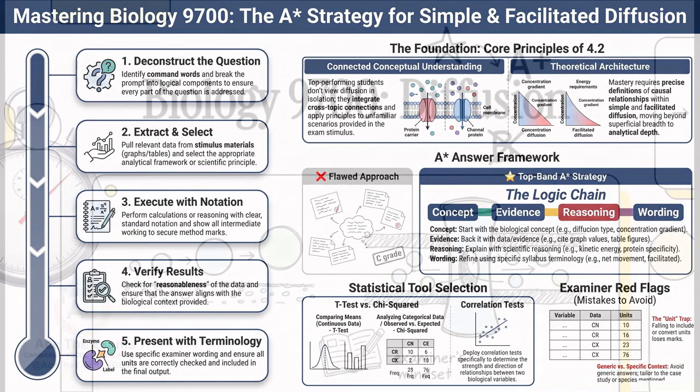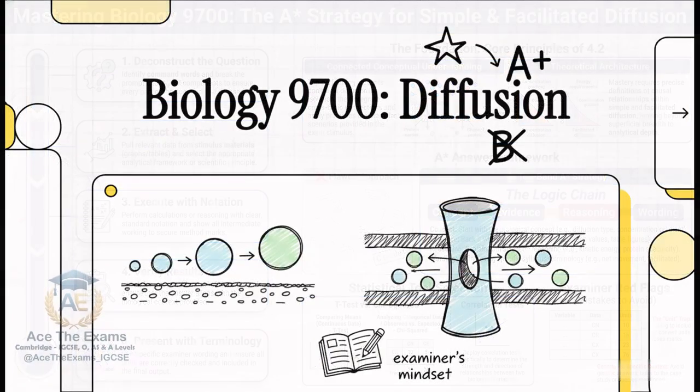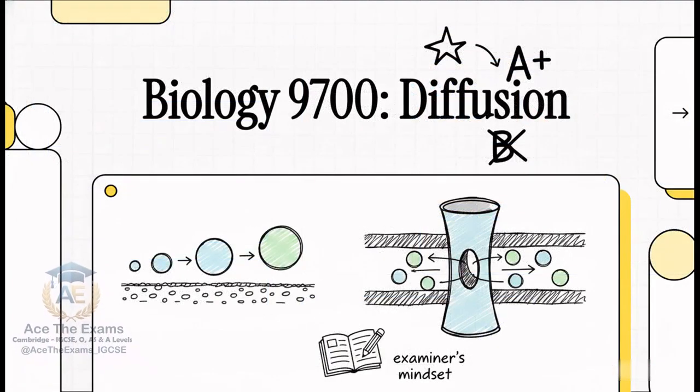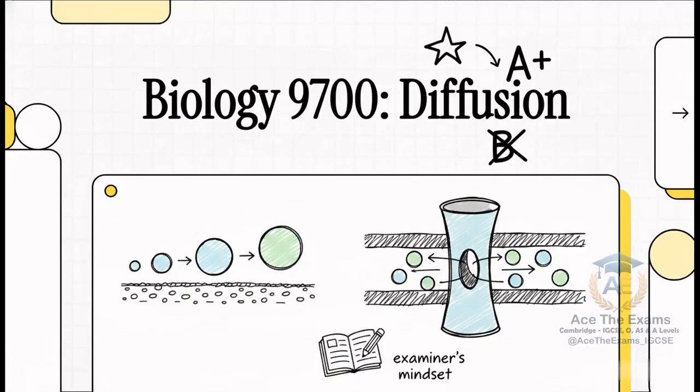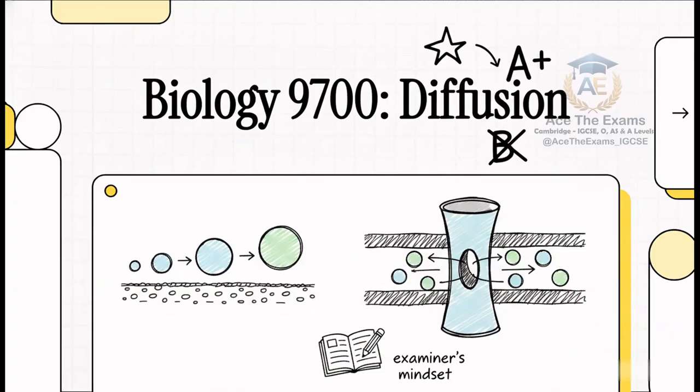Today, we're getting right inside the examiner's head. We're going to decode exactly how to bump that B up to an A star for Cambridge Biology topic 4.2, which is, of course, simple and facilitated diffusion. You know the difference between those two grades? It literally just comes down to how well you understand the specific demands of this one topic.